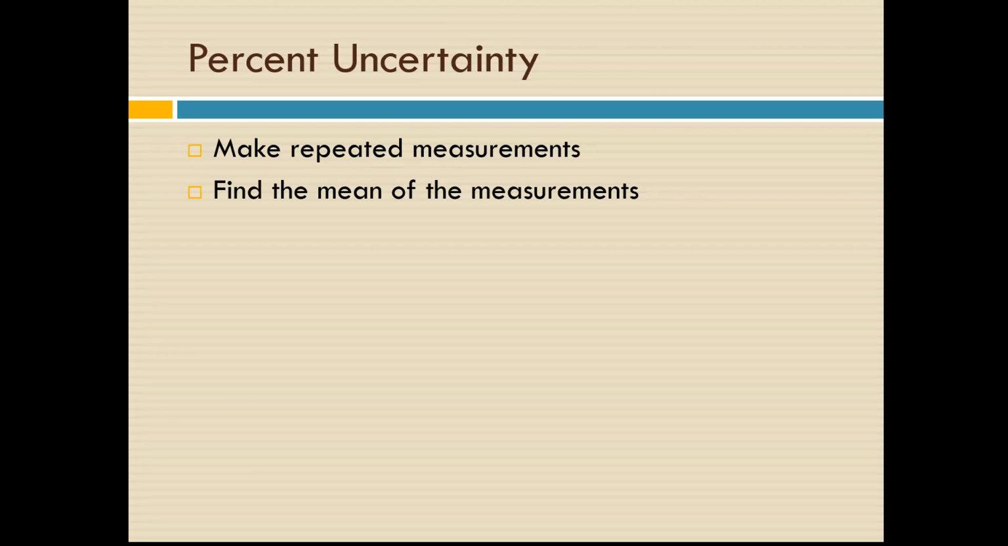Then, in order to find the percent uncertainty, we need to find the range. You got a question? I'm sorry? Yeah, so when I think about it, the mean is all the numbers combined divided by the amount. Correct. When do you use the smallest number, or the biggest number minus the smallest number divided by 2, to get your uncertainty?